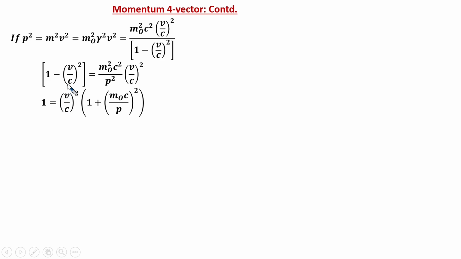Then again I take the minus v by c the whole square to the right-hand side, and taking this v by c the whole square common, I will get 1 plus m naught times c divided by p the whole square. Similarly, you will get this v by c the whole square as 1 divided by this quantity, which I write here.